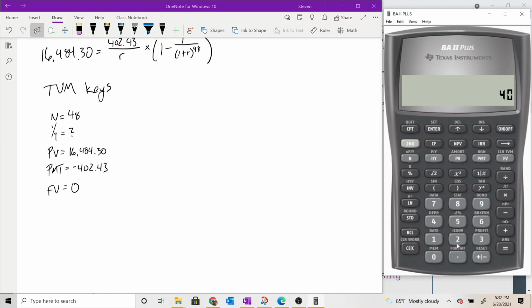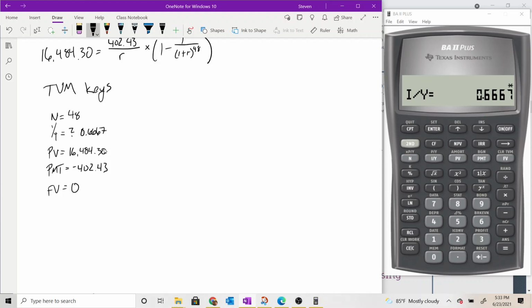Payment is $402.43. I'll press the plus minus key to make it negative, and then press payment to store it, and future value is 0. Now when I cleared it out, it should have entered a 0 there, but just to be sure, I'm going to go ahead and type 0 and press FV to store it. All right, I have 4 of the 5 variables in there. The calculator can solve for the 5th, which I can do by hitting compute I over Y. All right, and we're going to get a value of 0.6667. And that's already in percentage format, so it's 0.66, probably repeating percent.